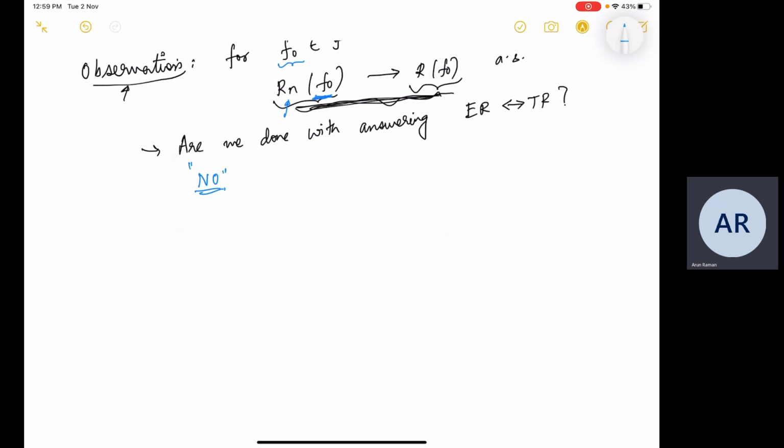So to put it a bit more formally, what we are actually looking for is this quantity.